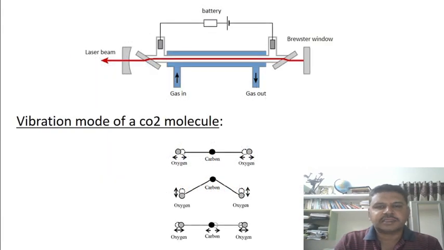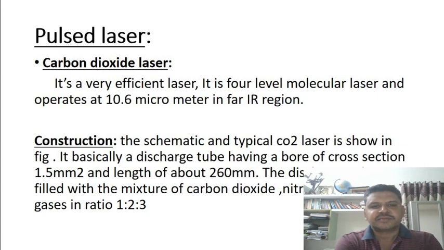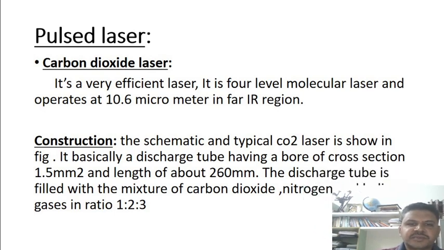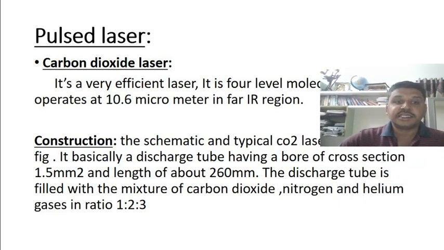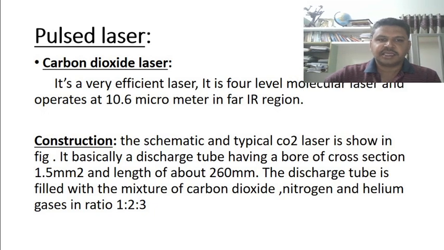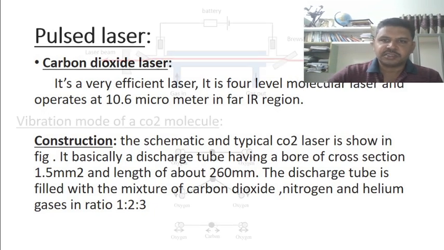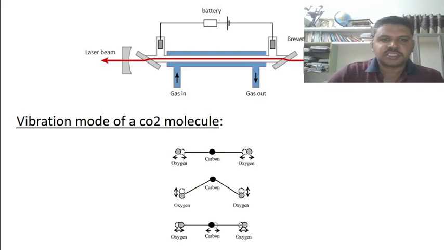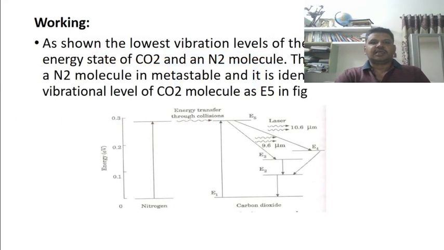A typical carbon dioxide laser is shown in the figure. It is basically a discharge tube having a bore of 1.5 millimeter cross section and a length of about 2.6 meter. The discharge tube is filled with a mixture of carbon dioxide, nitrogen and helium gases in the ratio of 1:2:3. Now we are going to discuss the working process.